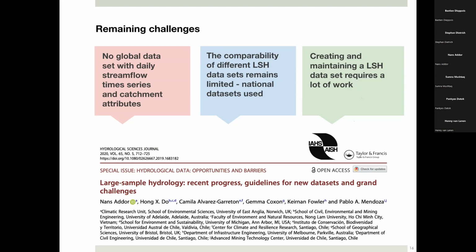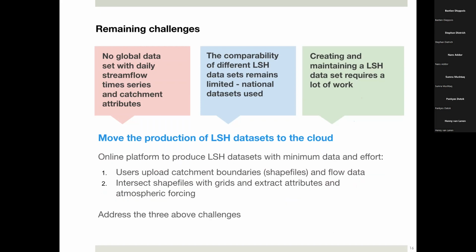So we sat down and discussed what we could do about these different issues, and we wrote a paper about it. An idea we had was, would it make sense to move the production of the dataset to the cloud? The idea was to have an online platform to produce these datasets with minimum data and minimum effort. The basic idea would be to enable users to upload catchment boundaries as shapefiles and flow data, and to intersect these shapefiles with the grids that contain attributes and atmospheric forcing completely online.